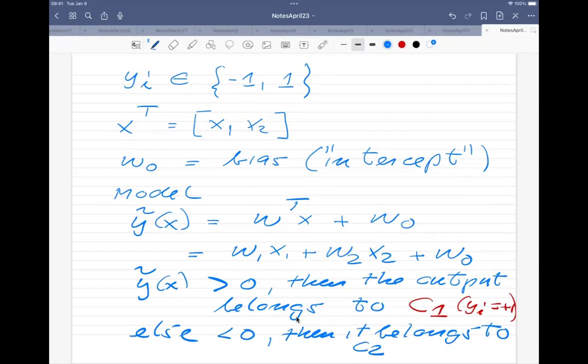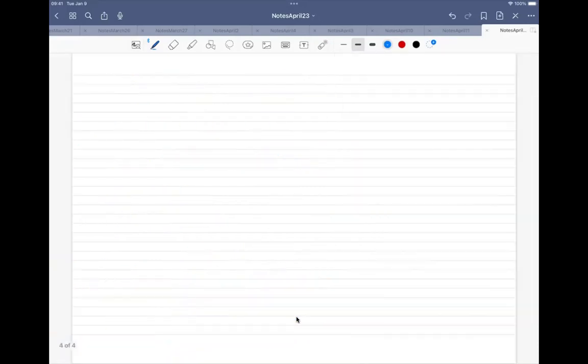Okay, so let's continue a little bit. And we are going to say now that this model which we have trained, when it is equal to 0, that defines the boundary.